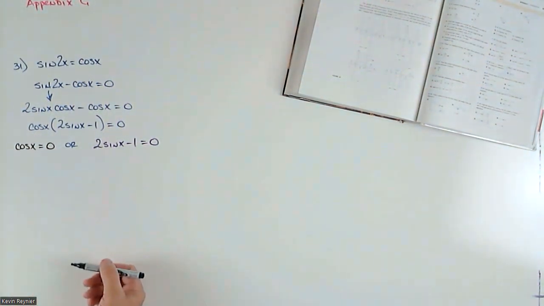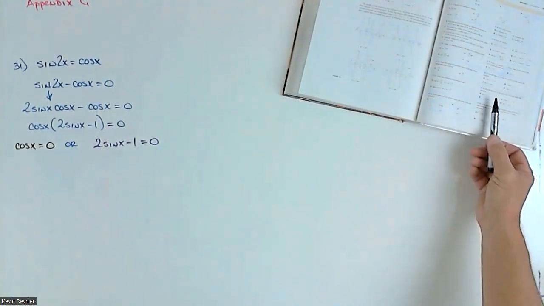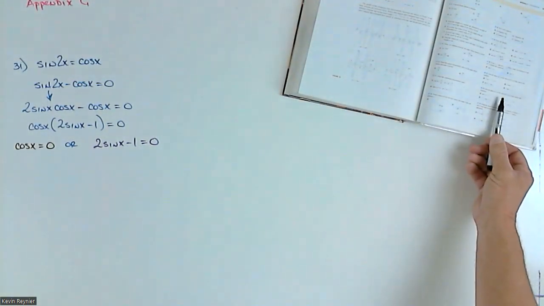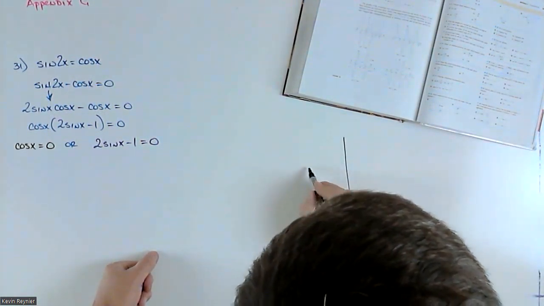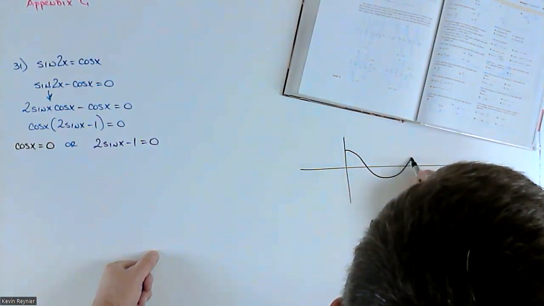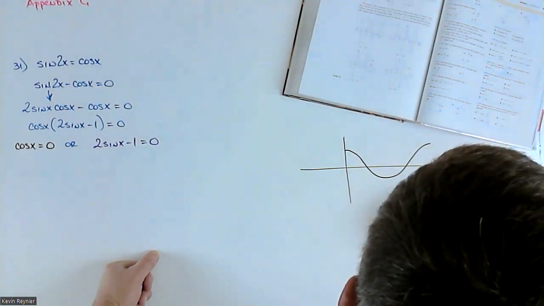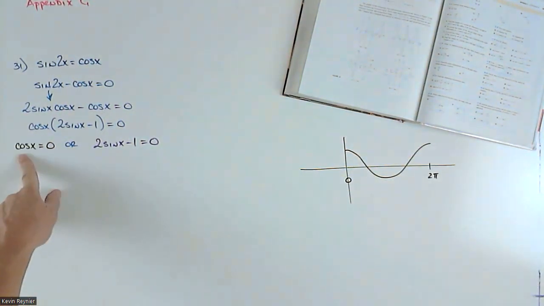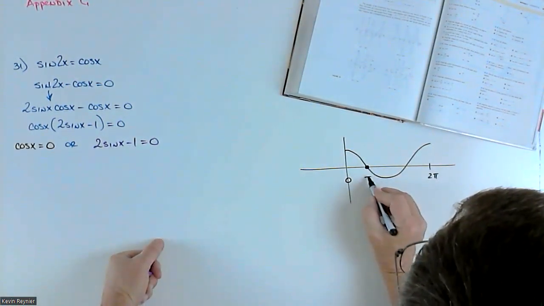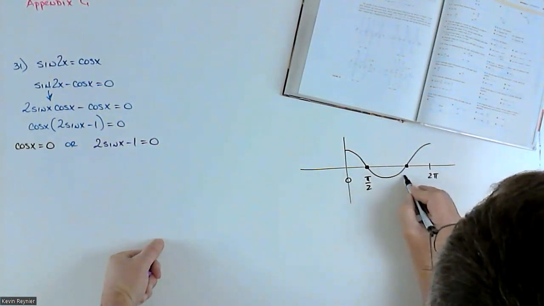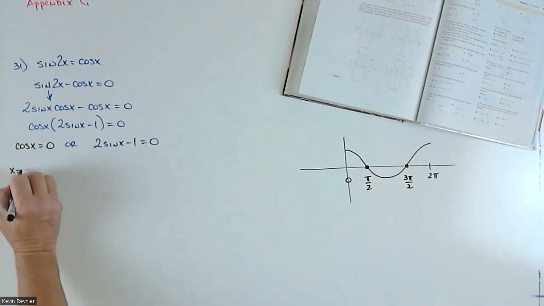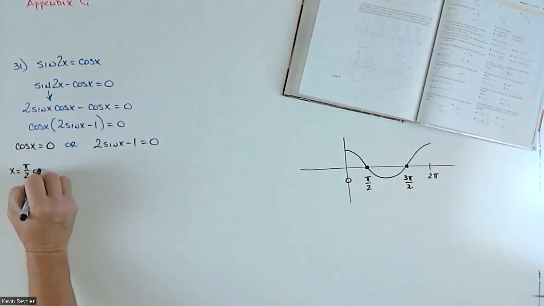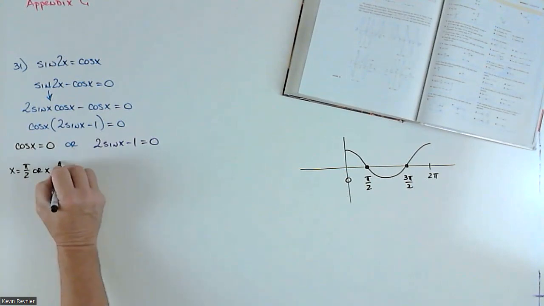How do we solve cosine x equals 0? Well, if we take a look at the problem, it says find all the values in the interval 0 to 2 pi. The graph of cosine goes like this. This is 2 pi. This is 0. We know where cosine is 0. It's 0 right here. That's pi over 2. It's 0 right here. That's 3 pi over 2. So our answer to this is x equals pi over 2, or x equals 3 pi over 2.